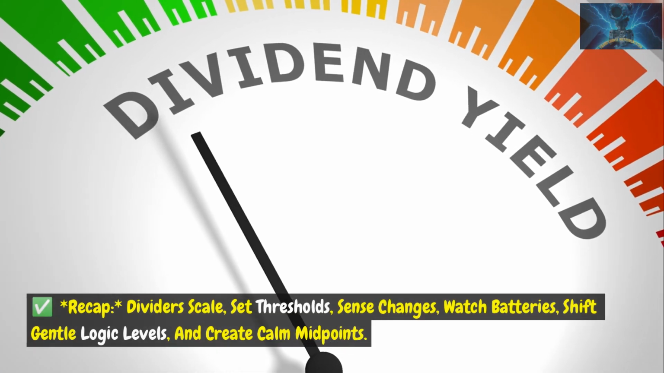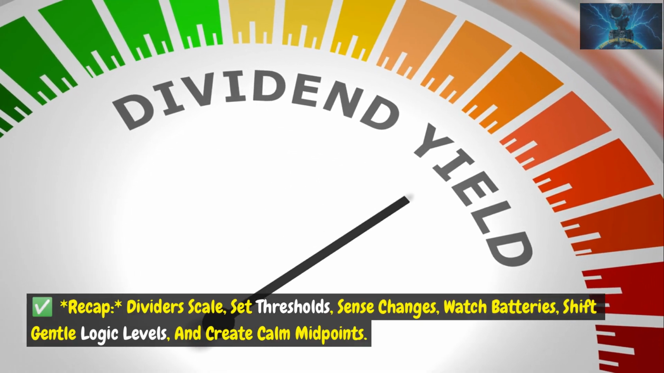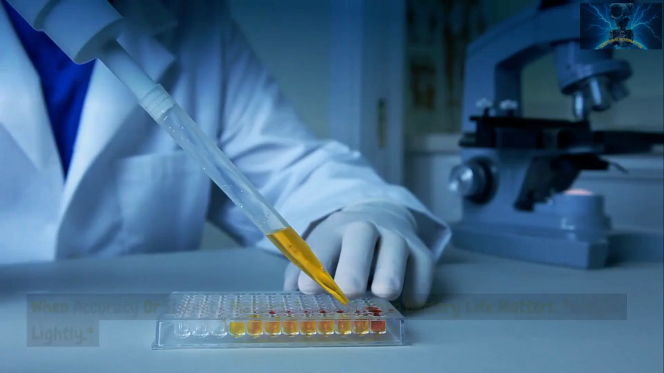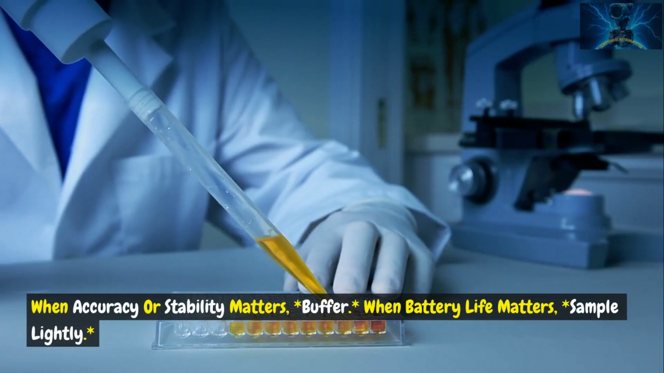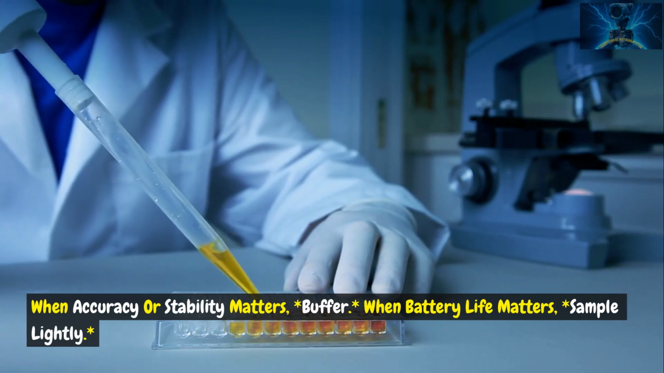Recap: dividers scale, set thresholds, sense changes, watch batteries, shift gentle logic levels, and create calm midpoints. When accuracy or stability matters, buffer. When battery life matters, sample lightly.